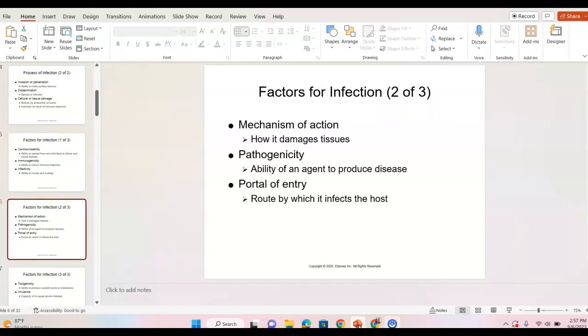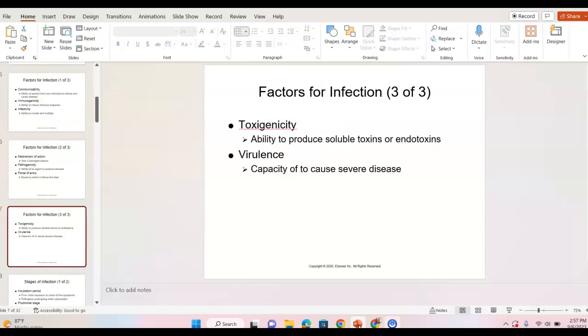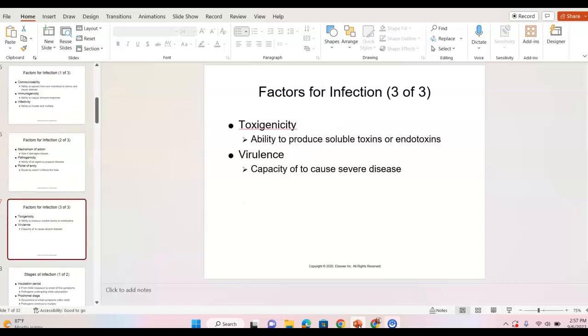Okay, so mechanism of action is how it damages those tissues. We already went over pathogenicity. Portal of entry is different. Some of the hepatitis that we talk about will be fecal oral. That's a route of entry. So just to give you an example, I feel like we already went over this. Okay.